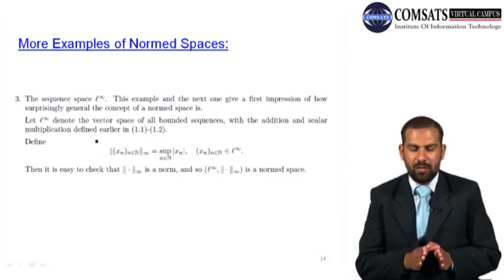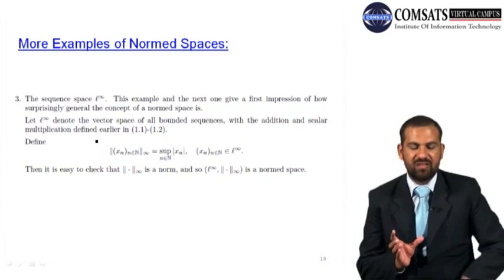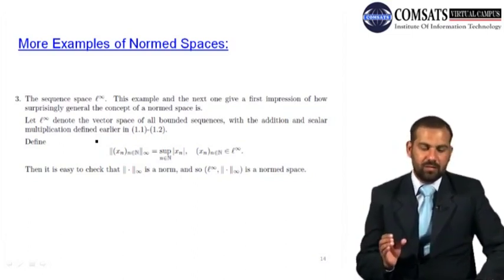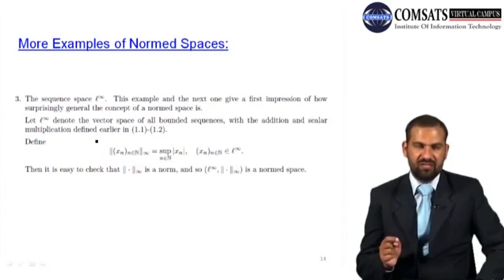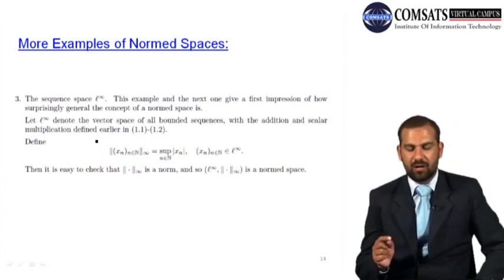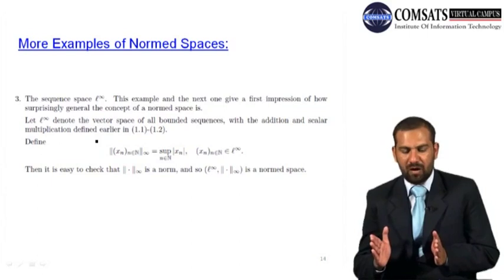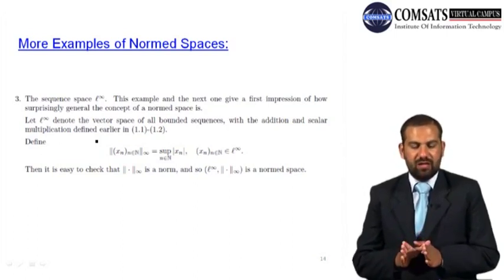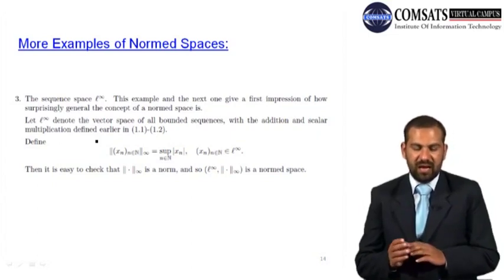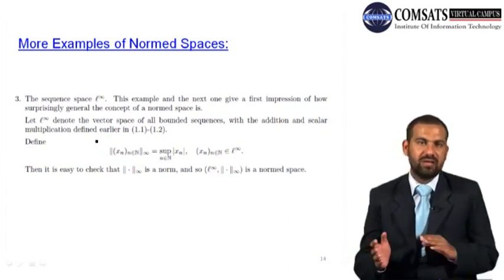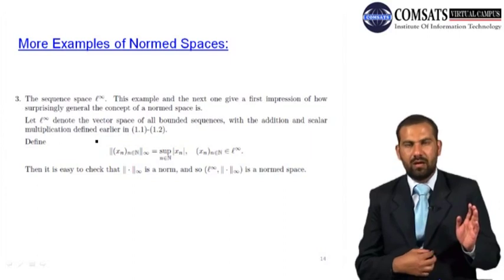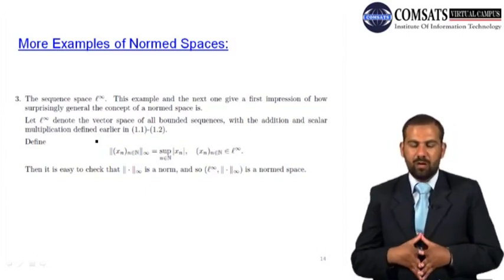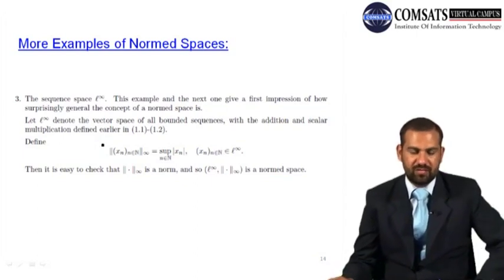Now we define the infinity norm on this space of bounded sequences, L infinity. For every element of L infinity, since every element is a sequence, the norm infinity of xn is defined as the supremum of the absolute value of xn. That is, you pick the supremum of the absolute values of the sequence, and you can check that it satisfies all the conditions of a norm. So you have a vector space L infinity, you define the infinity norm on it, and you have a norm space.